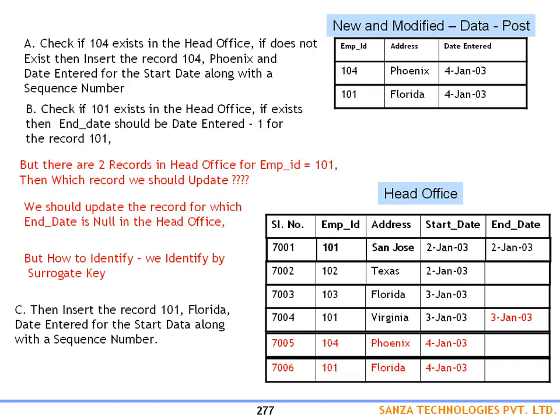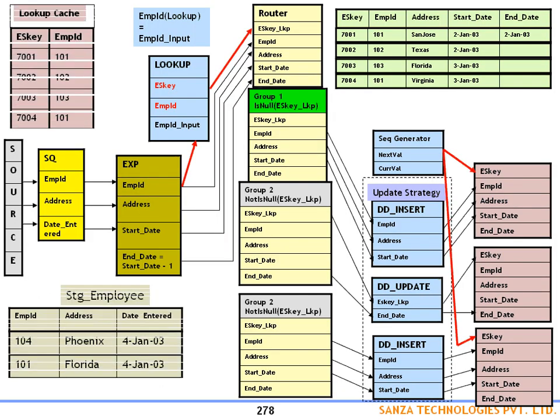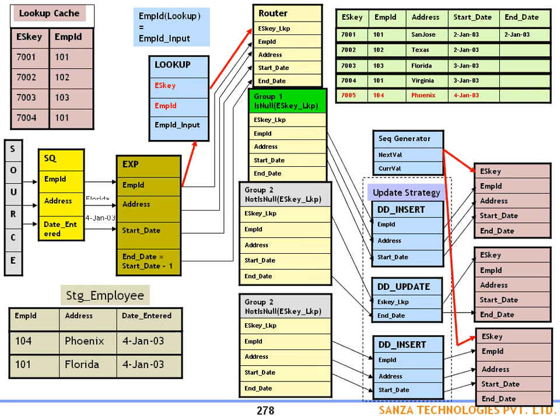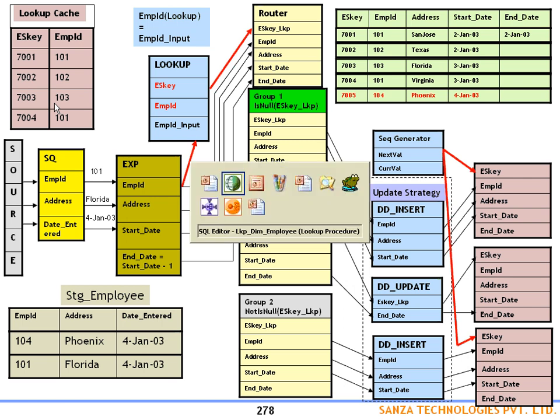Get it? When there are multiple records in the target table for the same condition, we should find where end date is null. For that purpose, we write the SQL override. Because when they win, if we don't write where end date is null, in the lookup cache you will have multiple records for the same one. So we ensure this by writing the end date null.